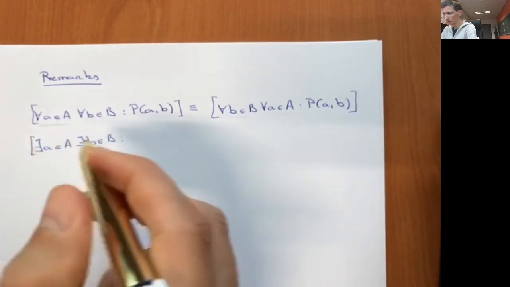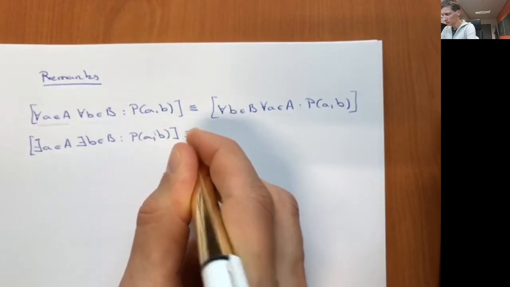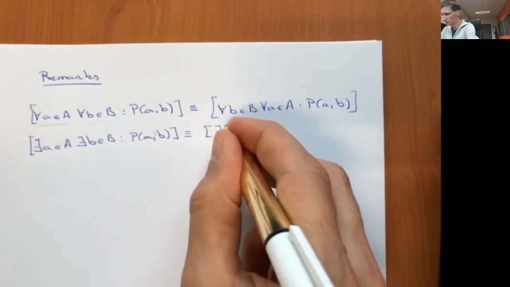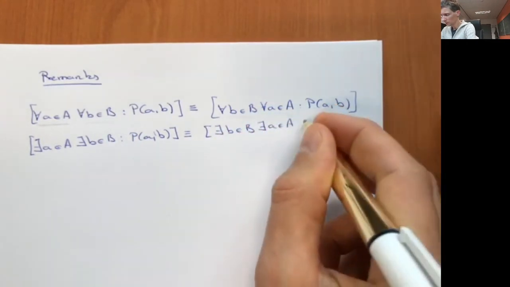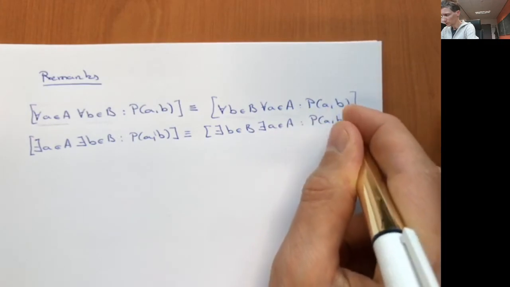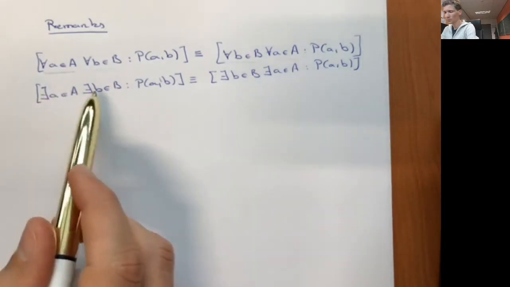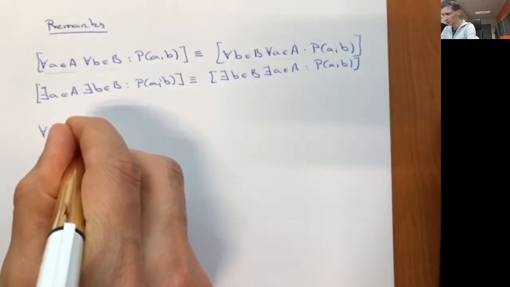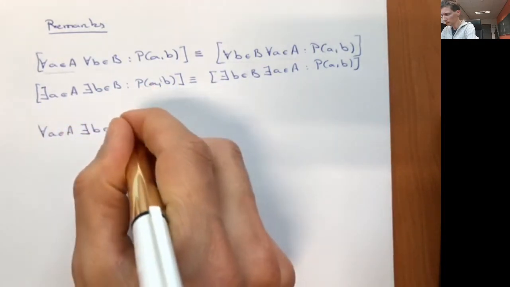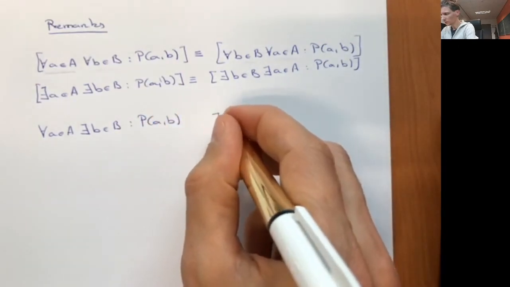So there exists an a and there exists a b such that P(a,b) is the same as saying there exists a b and there exists an a such that P(a,b). Okay. Now there's a bit of a problem when the quantifiers are different. So for example, for all a, there exists a b, P(a,b), and on the right side you have there exists an a.